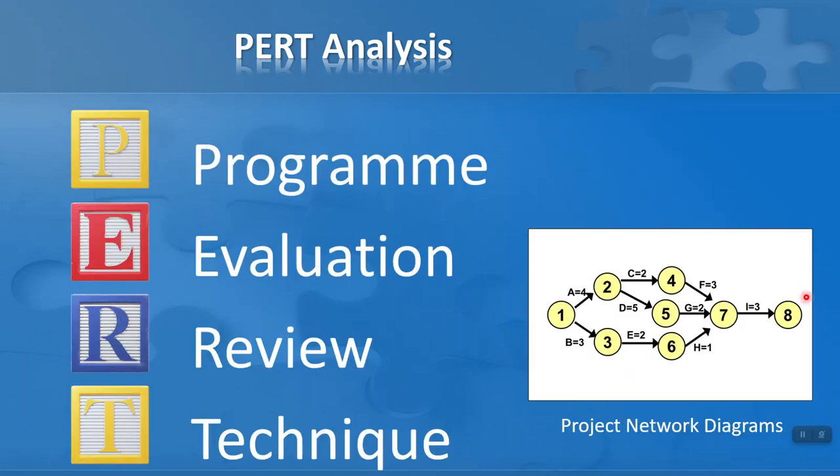So first of all, PERT analysis stands for Program Evaluation Review Technique, PERT, and it's very closely associated with project network diagrams and in turn Gantt charts. So this is our project network diagram here on the right hand side, and this was the subject of a previous lesson, and in that lesson we mentioned PERT analysis, and this is what this particular lesson is now about.